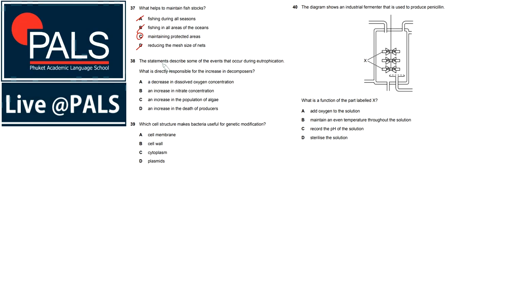The statements describe some of the events that occur during eutrophication. What is directly responsible for the increase in decomposers? So eutrophication is the influx of nutrients into a lake or a river, water environment. These increased nutrient loads are in the beginning giving plants, or specifically algae, more nutrients to grow. So algae will grow a lot.